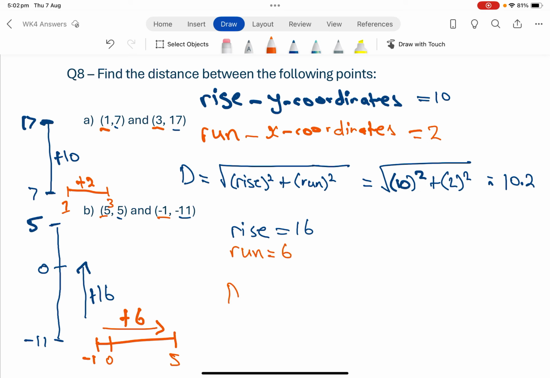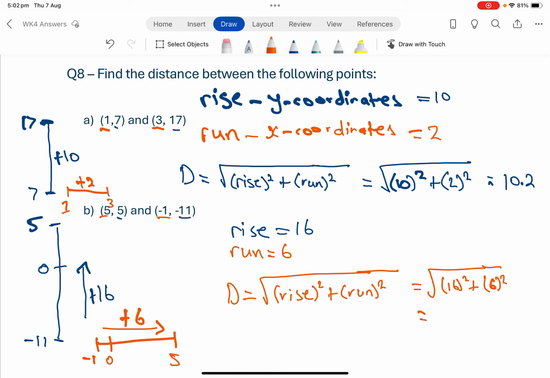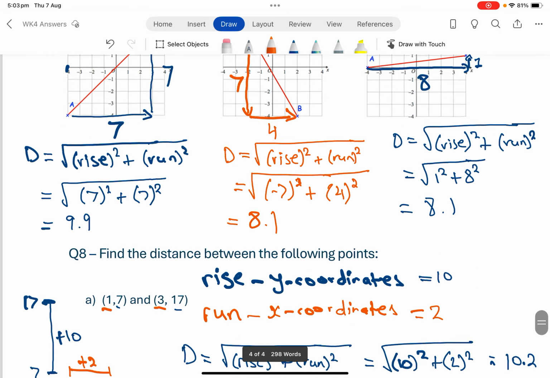And so bring it all together again. Rise squared plus the run squared is equal to, in this case, we said the rise was 16, and we said the run was 6. Put it in the calculator, 17.1. Cool.